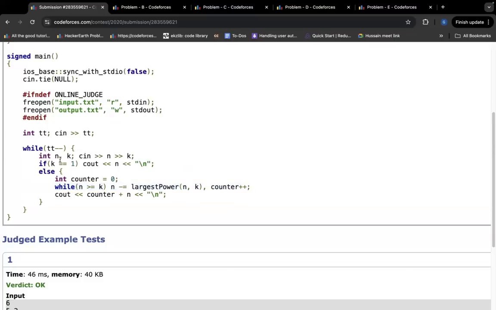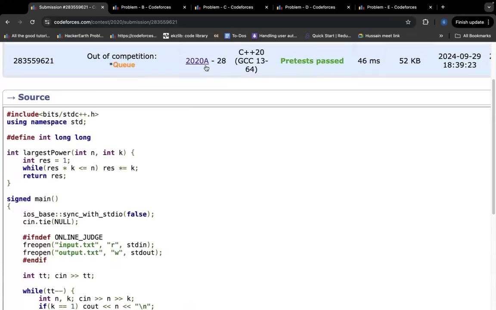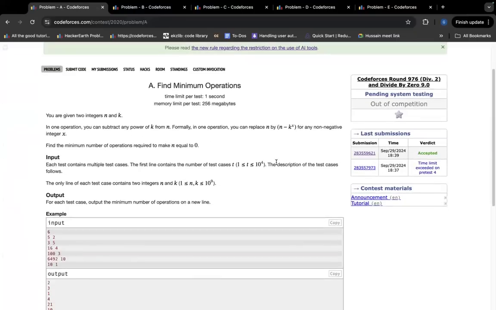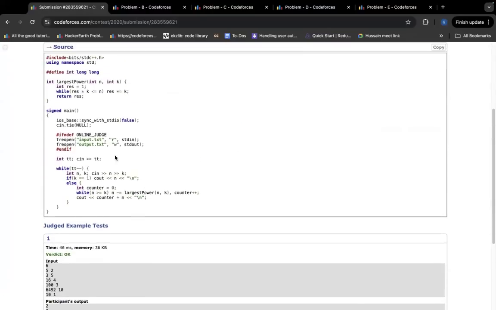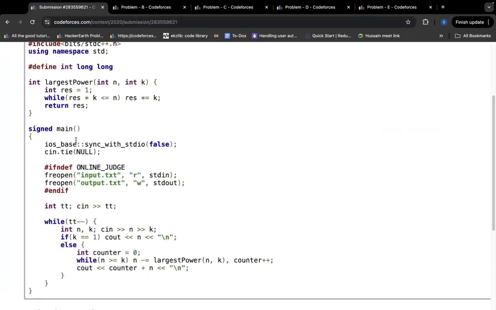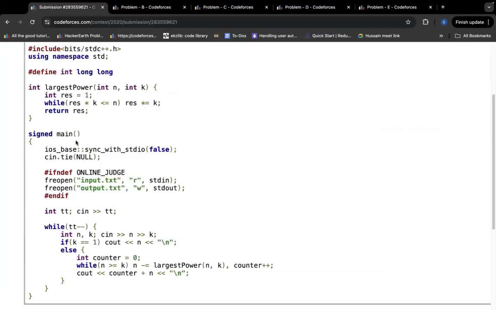So the time complexity of this code is big O of log n per test case. So number of test cases into log n. Now, since the number of test cases is 10 raised to 4 and log n is 30, it runs in around 3e5 operations. Okay, guys, is this much clear? Let me just go to the code again. Let me know if you have any doubts. A very simple, easy to understand code.